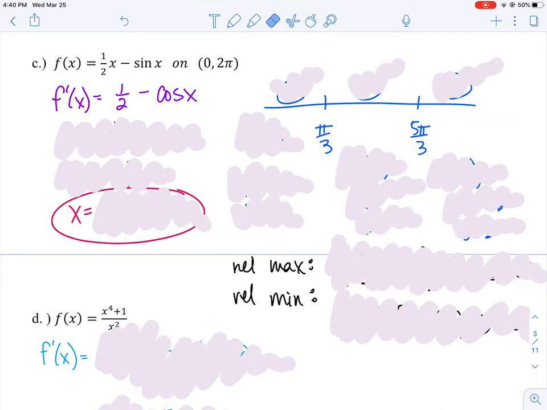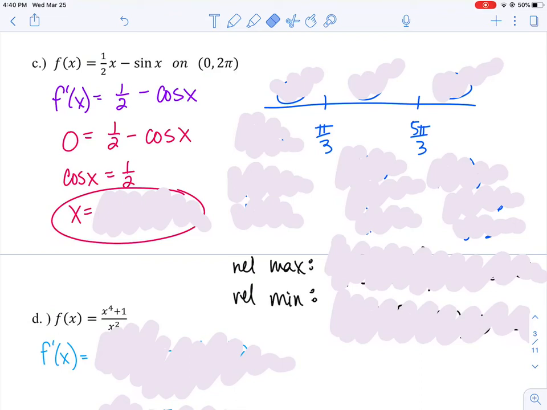The next thing we need to do is find our critical numbers. That's when our derivative equals 0 or does not exist. So I'm going to set my derivative equal to 0. I'm then going to solve that trig equation. So I ended up getting cosine x equal to 1/2.